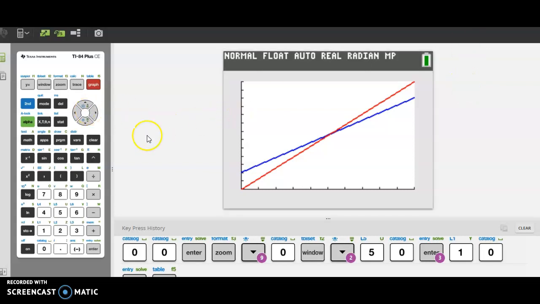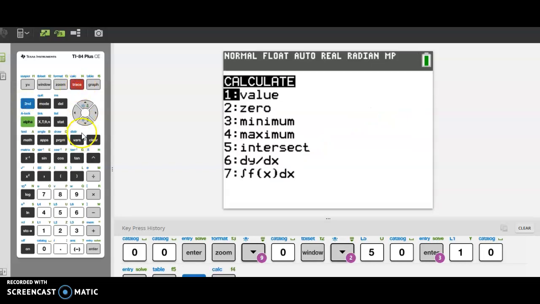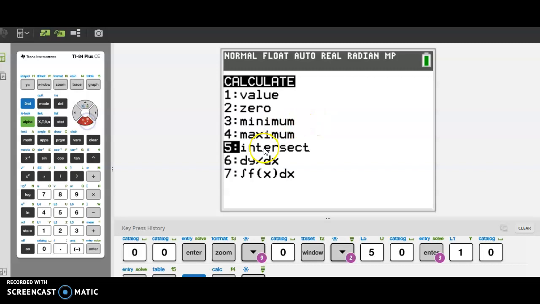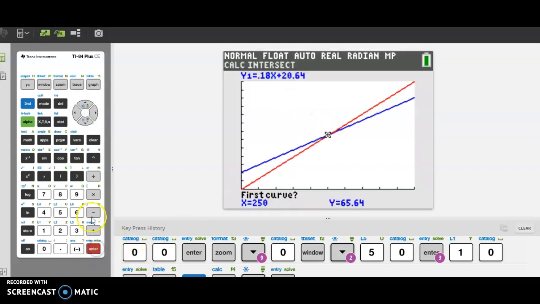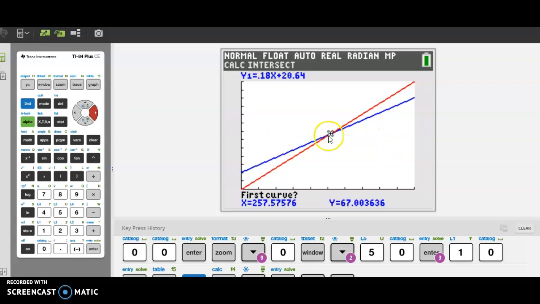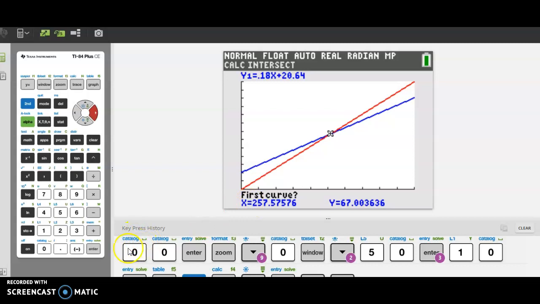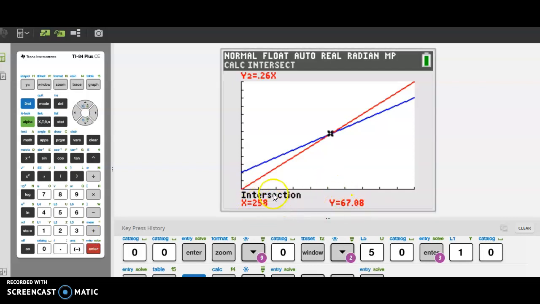So they want you to use the Intersect tool. Where is the Intersect tool? It is second trace, and you can actually find the point of intersection as the 5th option down. So as I hit enter on that, if you notice I'm moving my cursor around, so I don't know exactly where it's going to be, but you want to approximate where your curve hits, and then you have to hit enter 3 times. You have to tell the calculator you want the blue equation, the red equation, and then the closest point of intersection. And now your calculator actually spits out the correct answer of 258 widgets at a cost of $67.08.